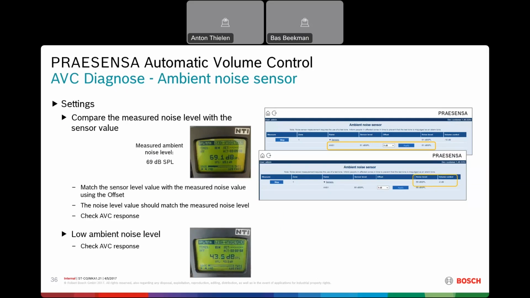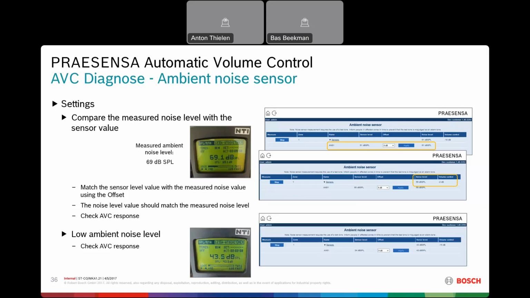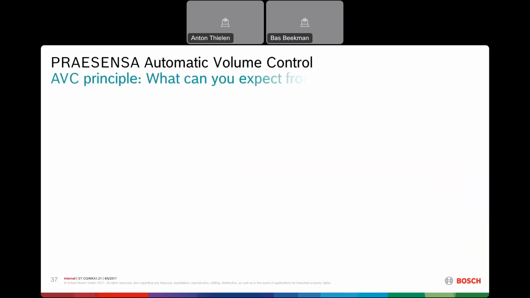If you have a low ambient noise level, check the AVC response. See how it is adapting, because you can see the adaptation in this diagnostics field. So you would expect that it adapts. If it doesn't do this adaptation, then you might need to change something in your parameters. And here at the right corner, you can see the real adaptation which is happening when you use the noise sensor when you make a call.